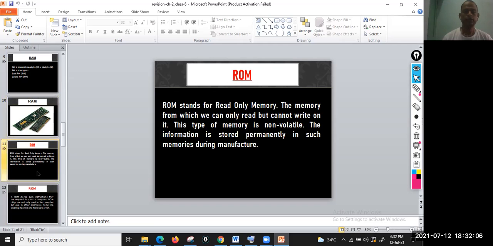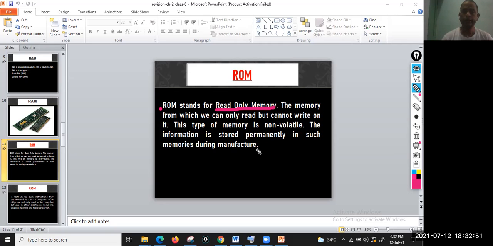Now, another important internal memory is ROM. What is the ROM? ROM stands for read-only memory. It is the memory from which we can only read but cannot write on it. This type of memory is non-volatile. The information is stored permanently in such memories during manufacture. It means ROM is permanent. Even after a power failure, you will not lose your data.